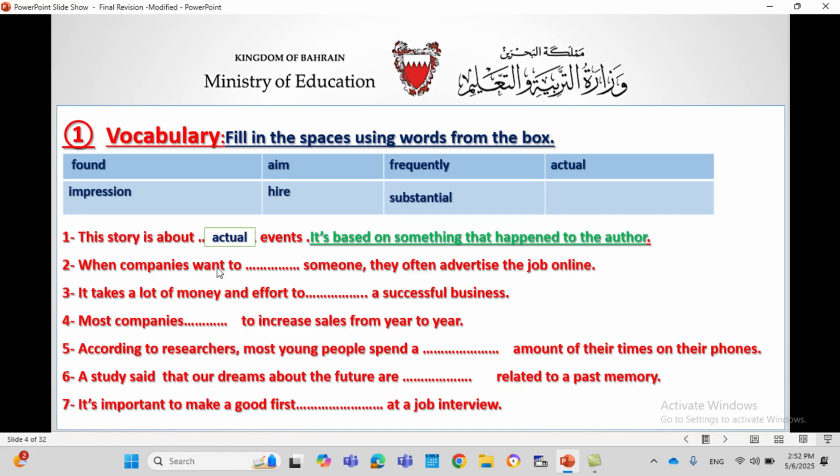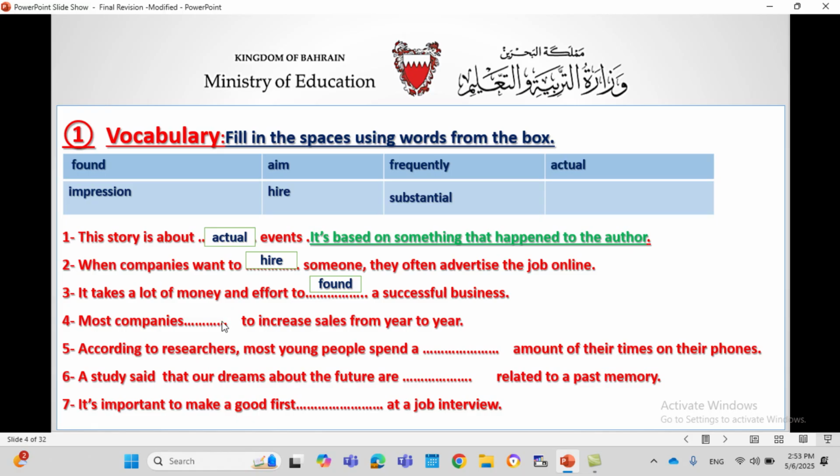Number two, when companies want to someone, they often advertise the job online. So the right word is hire, which means to employ someone. Number three, it takes a lot of money and effort to a successful business. And here we need a verb which means to establish or to set up. The right answer is found. It takes a lot of money and effort to found a successful business.